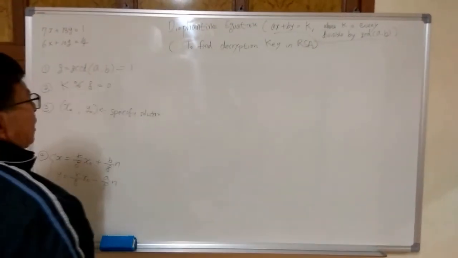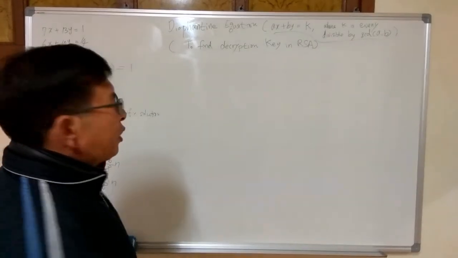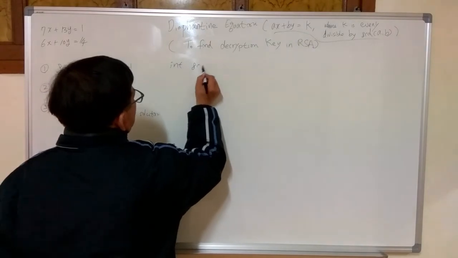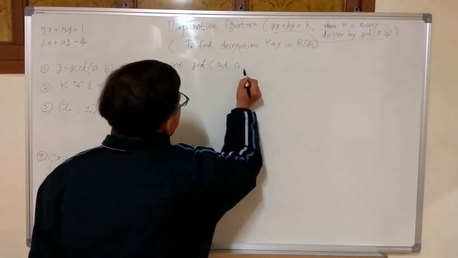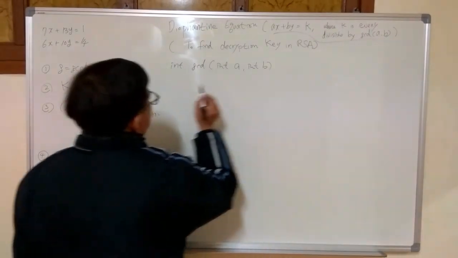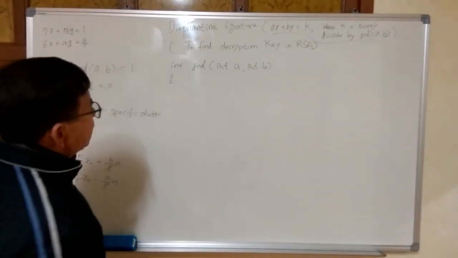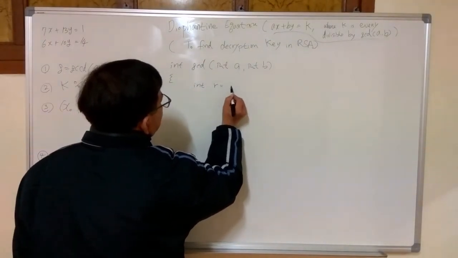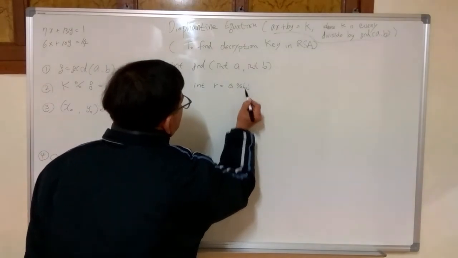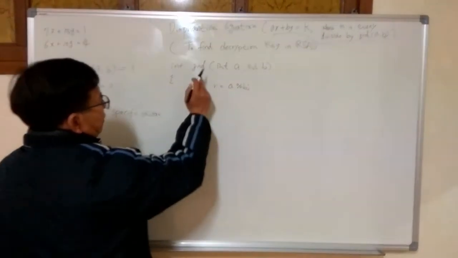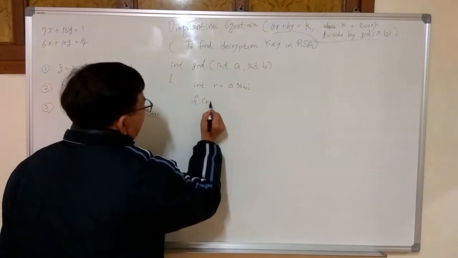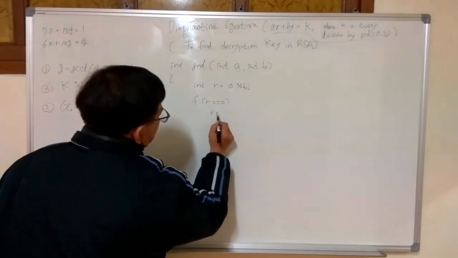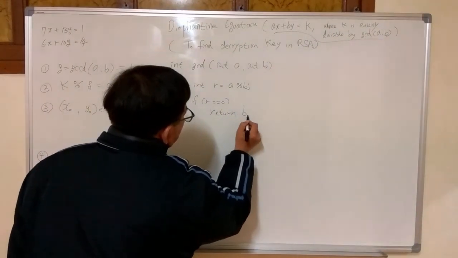For your understanding, I will also implement GCD recursively. In recursion, int GCD, int A, int B. I will make it recursive now. int R equals A modulo B. Now, we are calling this function recursively. If R equals 0, then B is the GCD, return B.